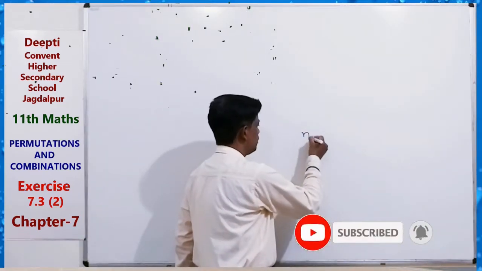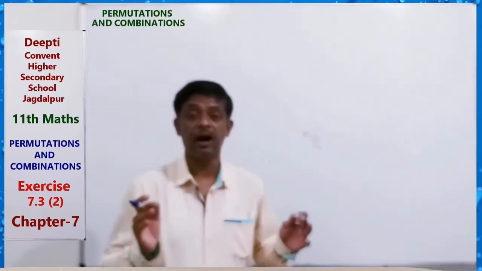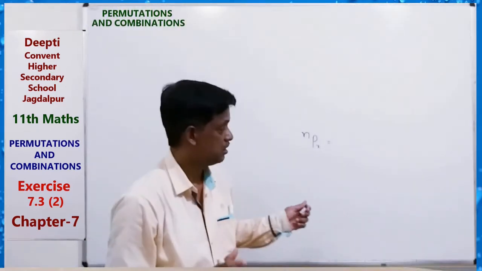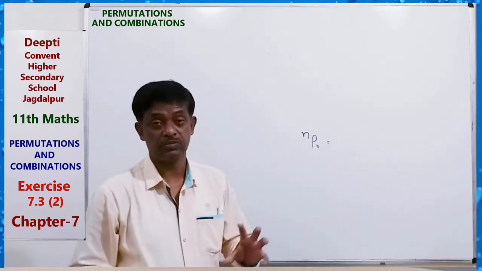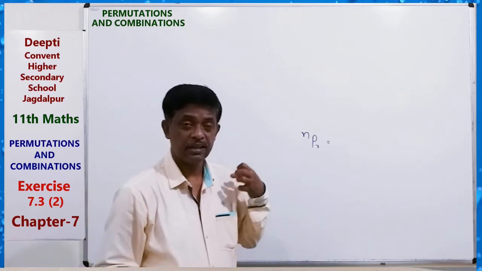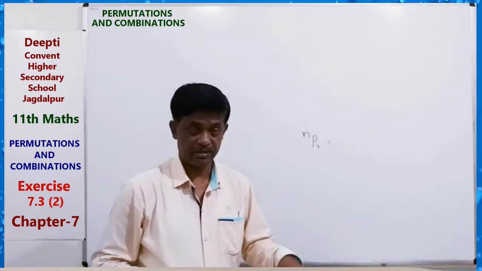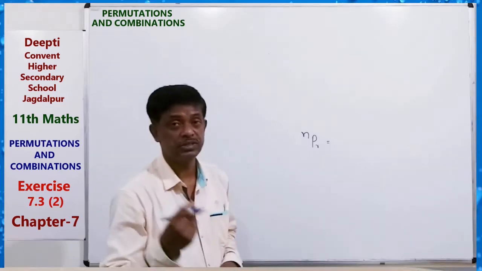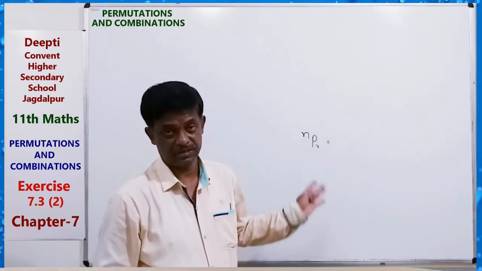nPr, we know about nPr. What is it? This is the permutation of r objects. This is the number of ways in which we can arrange r objects by selecting r objects and arranging them in order. That is, arrangement of r objects in a definite order from n objects.